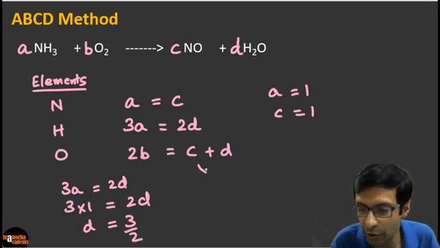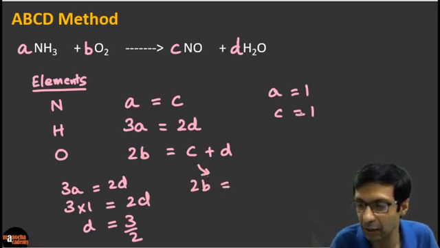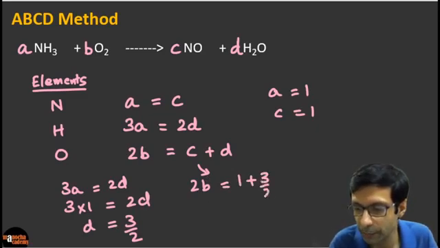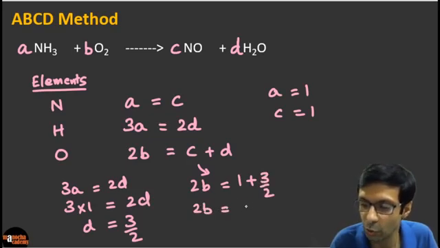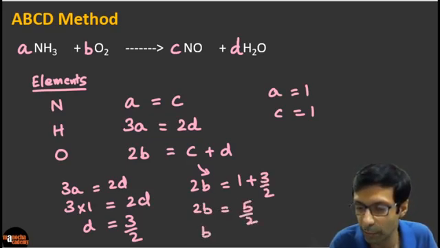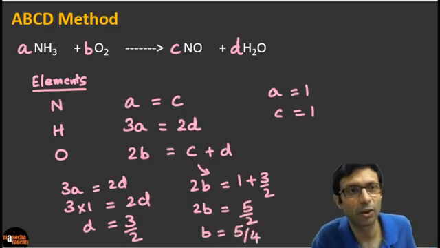And now you need to solve for B in the last one. So what does the last equation say? We have 2B is equal to C plus D. So C was 1 here and D turned out to be 3 by 2. So 2B is equal to 1 plus 3 by 2. So we have over here 5 by 2, and therefore B is going to be 5 by 4. So all of you please check my calculations.